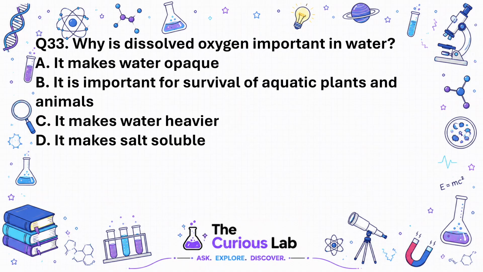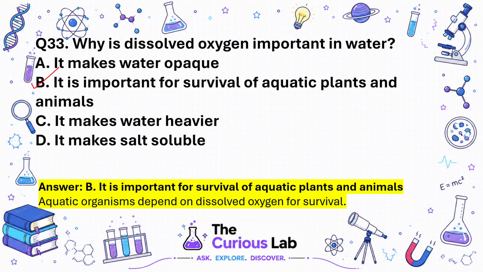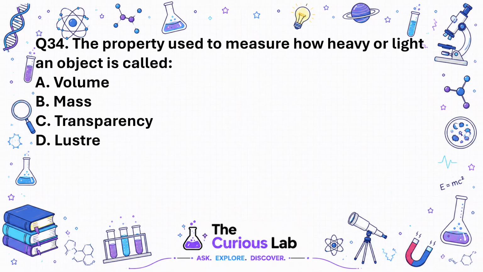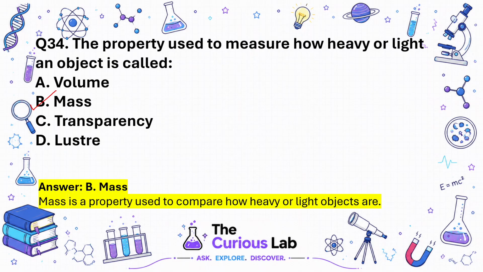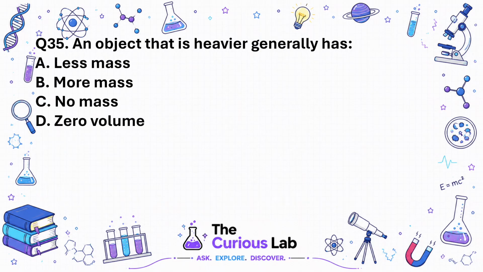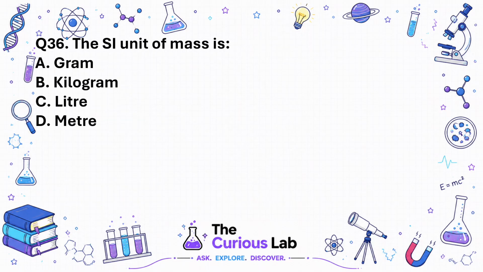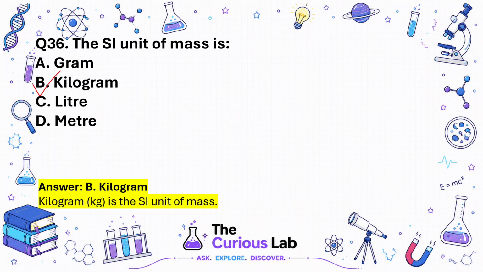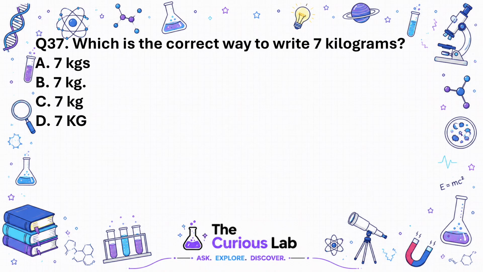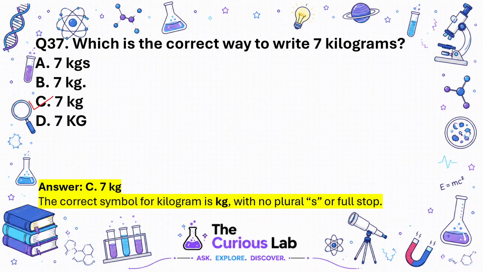Why is dissolved oxygen important in water? It is important for the survival of aquatic plants and animals because they breathe through this dissolved oxygen. The property used to measure how heavy or light an object is called mass. An object that is heavier generally has more mass. The SI unit of mass is kilogram. Which is the correct way to write 7 kilograms? The answer is C. See, we do not use capital letters and also we do not use plural S.